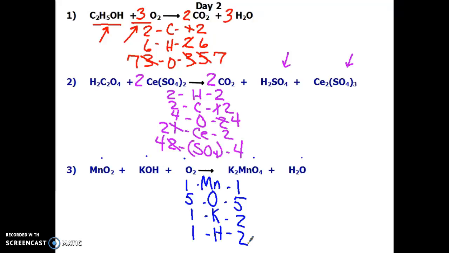All right, I have 2 things to fix, K and H. Doesn't matter which one I do first. I'm going to go ahead and go with K. I have 2 on the right. I have to put a coefficient of 2 right here. Get 2 of those. That also changes my H to 2. And it'd be really nice to be finished right now, but we just changed our oxygen right there. Because of that 2, we changed it to 6. All right? So now we have everything fixed except for oxygen.